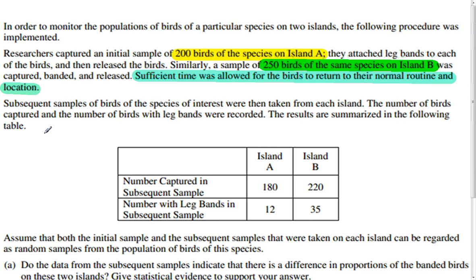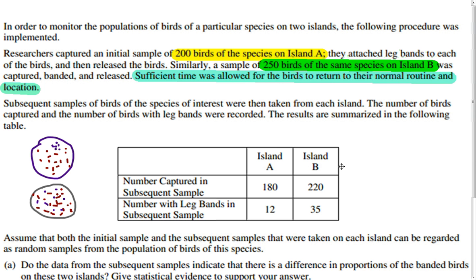So it's no longer, if I had to draw a picture of all the banded birds that were captured here, and then all of the other birds floating around the island. Now, after some time, the banded birds are equally spread out, maybe a few are clumped together, amongst all the other birds, and so forth. So they're well mixed into the population.